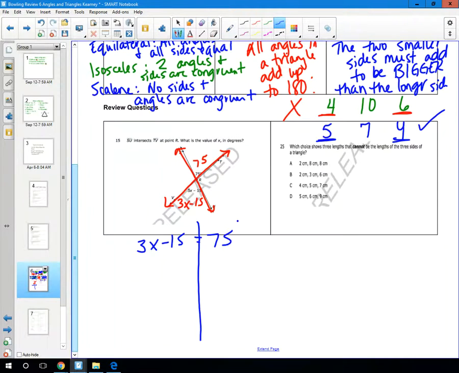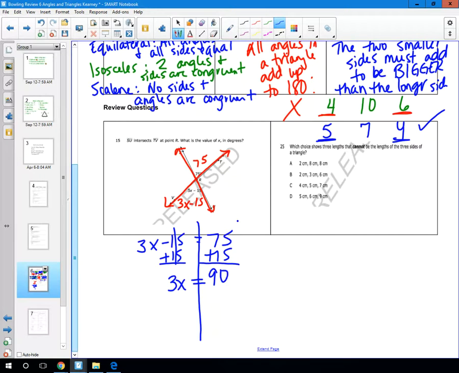So draw your line. What do you want to get rid of first? The constant. So what do we do to get rid of minus 15? We would add 15 to both sides. So whatever you do to one side, you do to the other. Bring down your 3x equals 75 plus 15, which is 90.